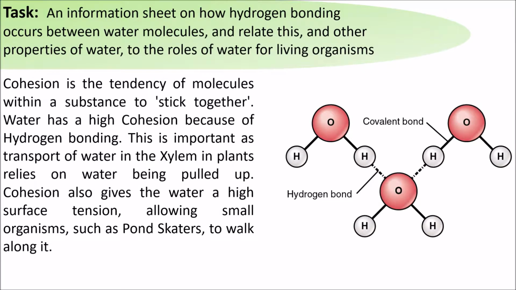Cohesion is a tendency of molecules within a substance to stick together. Water has a high cohesion because of hydrogen bonding. This is important as transport of water in the xylem of a plant relies on the water being pulled up. Cohesion also gives the water a high surface tension, allowing small organisms such as pond skaters to walk along it.